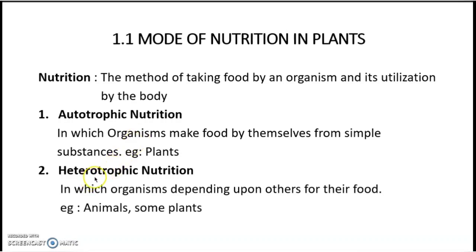The second type of nutrition is heterotrophic nutrition, in which animals and some plants depend upon others for their food because they cannot make their own food. So they are called heterotrophs. Examples: animals, insectivorous plants, parasites, etc.